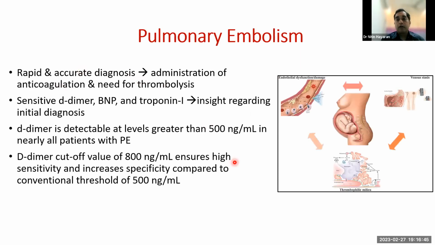So another important pathology that may present as dyspnea in pregnancy is the pulmonary embolism. Rapid and accurate diagnosis is very essential because the treatment that helps is anticoagulation and, where needed, thrombolysis. For diagnosis, high-sensitivity D-dimer, BNP, and troponin I may give insight regarding the initial diagnosis.